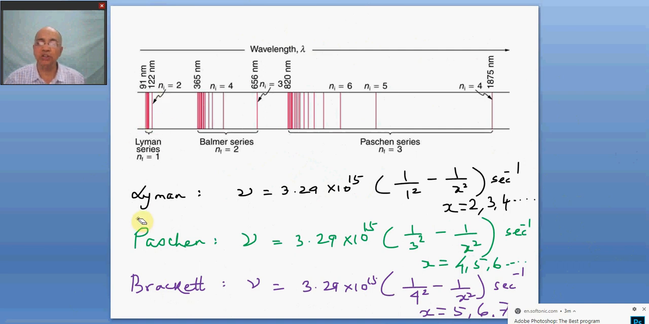So it's not colored. Similarly, the third is in the IR region, infrared region, and the first line of the Paschen series is due to the transition from, can you tell me, from which cell to which cell?